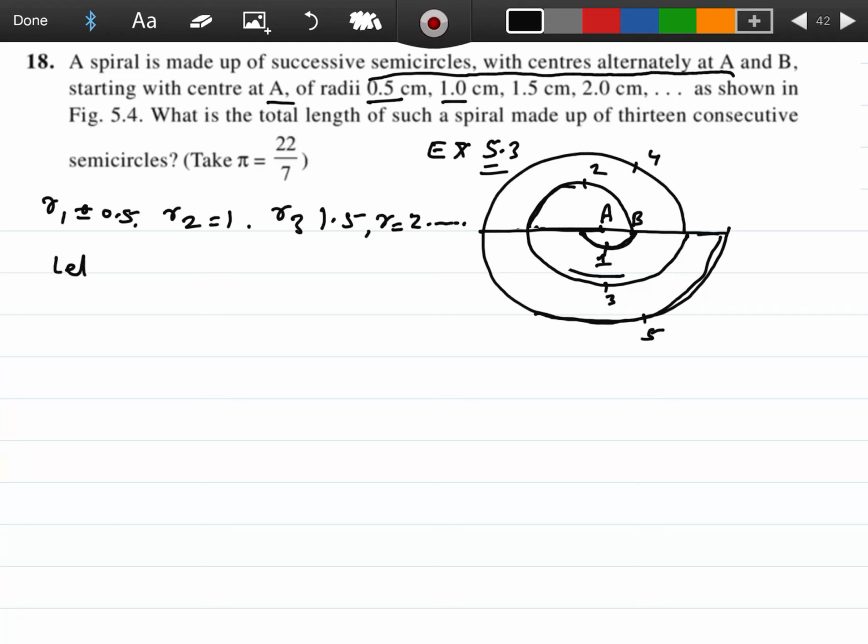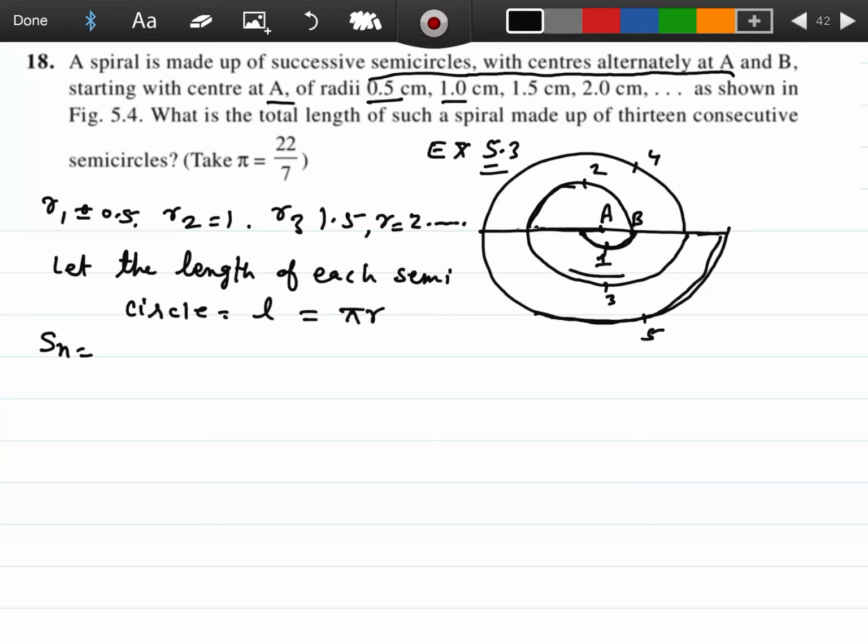Now remember one thing, the length of each semicircle. Let the length of each semicircle be L, which is equal to pi r. So the total length, that means Sn, is equal to L1 plus L2 plus L3 plus L4 up to L13.